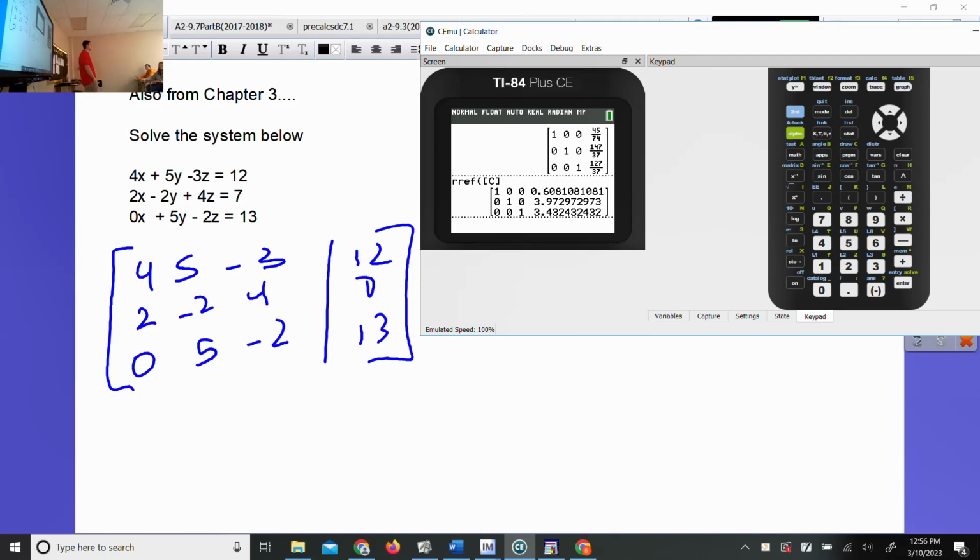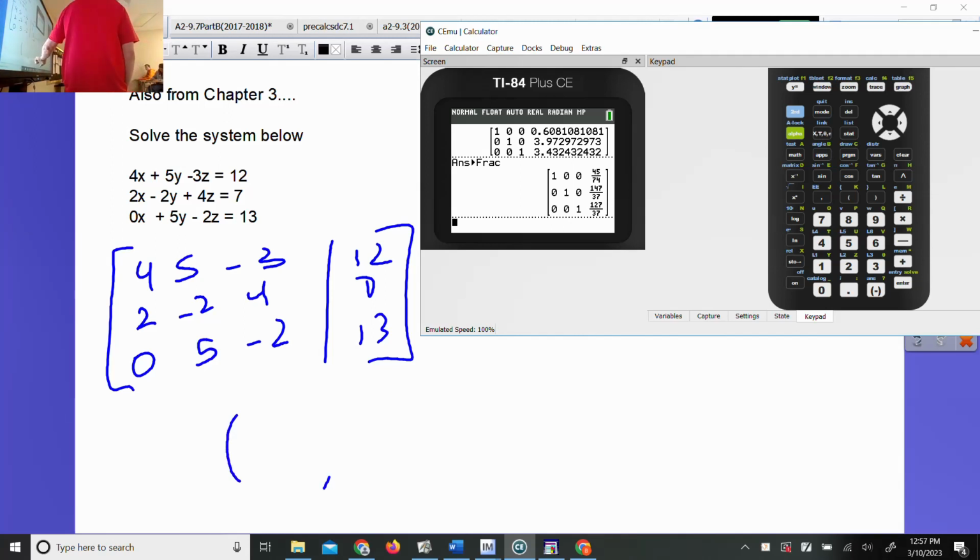You get some ugly looking decimals. How do you make those decimals look pretty? Click the math key, highlighted, enter, enter. There is your ordered triple. That right there is X, Y, and Z, kids. Knowing how to use a matrix will probably get you at least one question right on your EOC. May not seem like much to you, but it is.